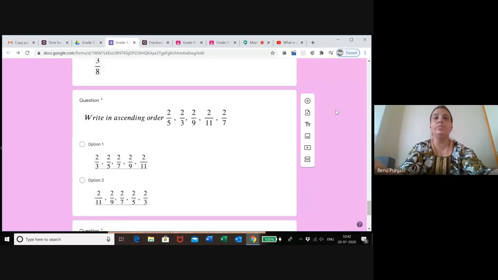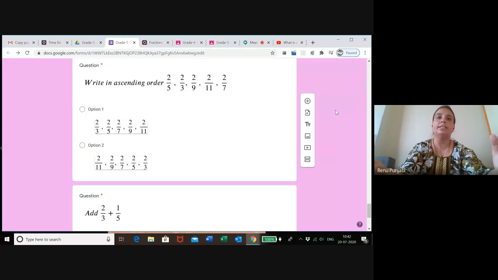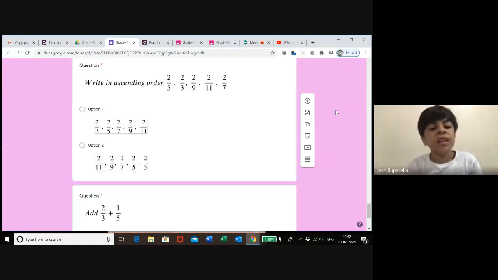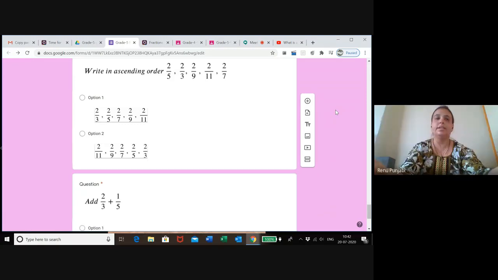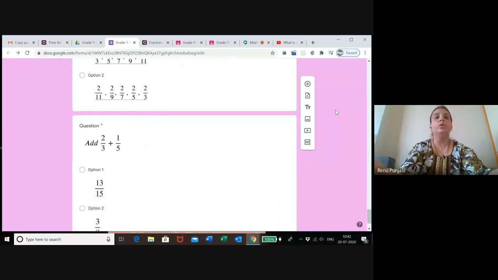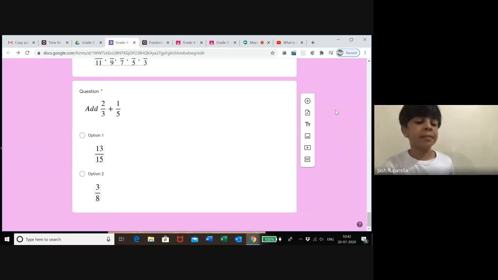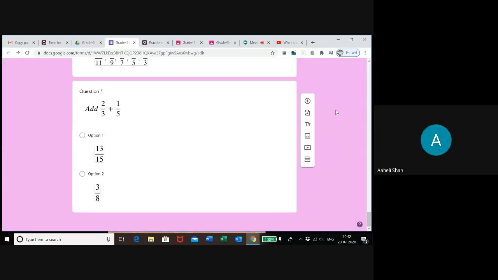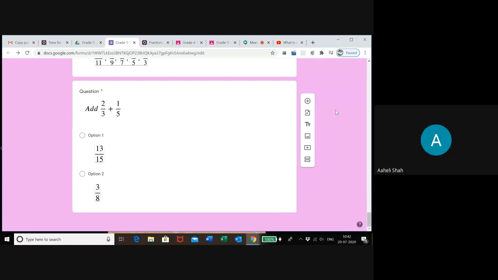Go to the next: write in ascending order. When you see all the numerators are the same, how will you arrange them in ascending order? 2 upon 11, 2 upon 9, 2 upon 7, and 5. When the numerators are the same, the denominator which is bigger, the fraction is smaller. Option two. Next: 2 upon 3 plus 1 upon 5. How will you solve? The answer is 13 upon 15.